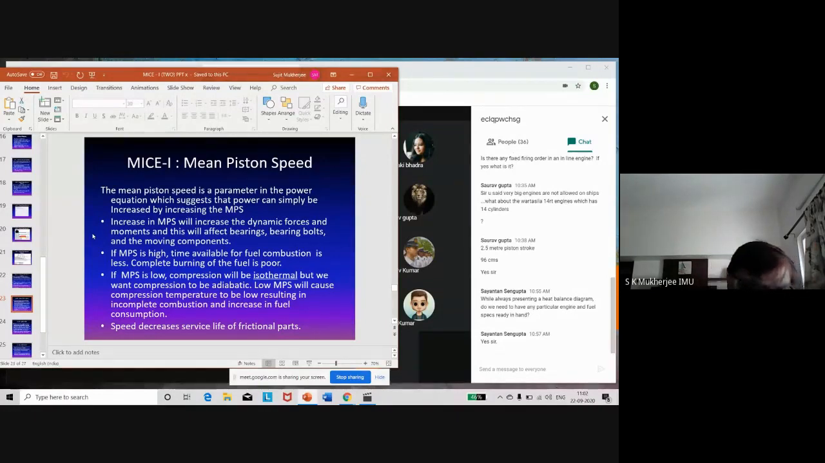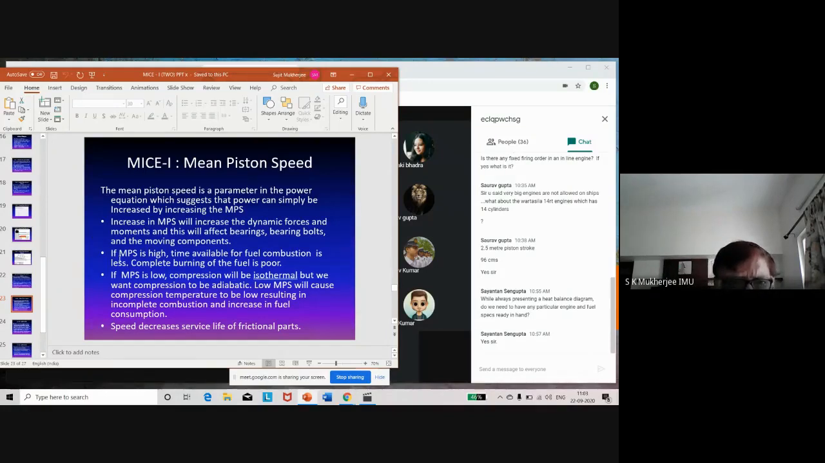So you must have a light piston. At the same time, it must have adequate strength to take the forces of combustion. So the designer has to consider various aspects of the engine before he can give you a piston to work at a certain load and at a certain speed.